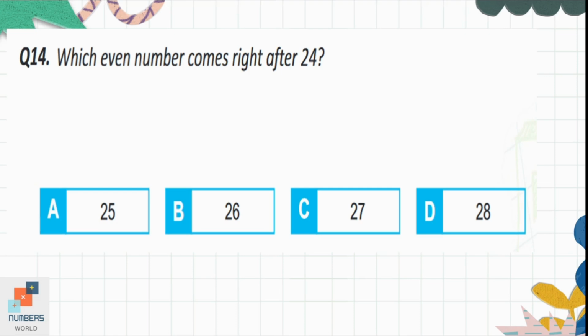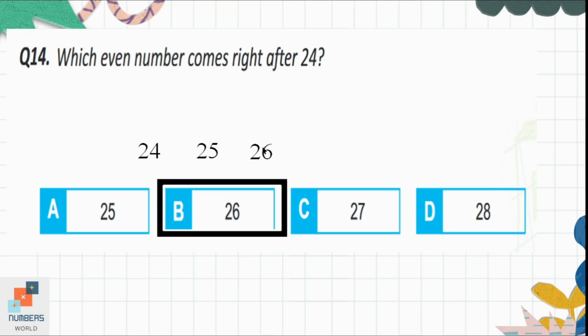So let's see. After 24, 25 comes. The number that is written at the units place of 25 is 5, which is not divisible by 2. So 25 is an odd number. We are going to skip it. After 25, 26 comes. So the number that is written at the units place of 26 is 6, which appears in the table of 2. So 26 is an even number. So we will say that 26 is the even number that comes right after 24. So option B is the correct one.